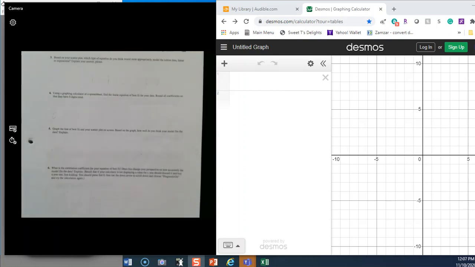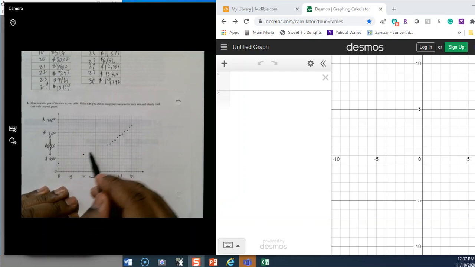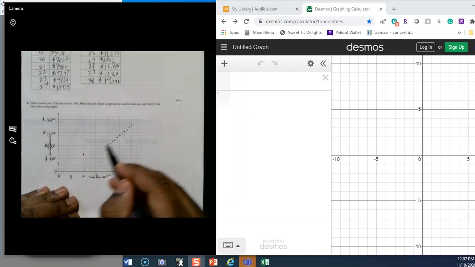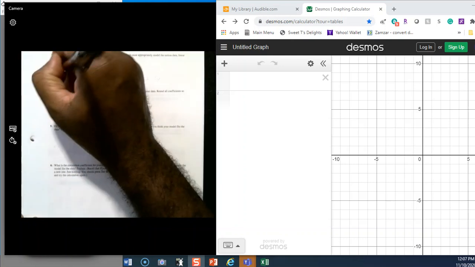Now we come here to number 3. It says, based on your scatter plot, which type of equation do you think will most appropriately model the tuition data, linear or exponential? So to me, when I look here, this looks almost like it's forming a line. Or, you know what, no, actually it looks like it's more of a curve. So I probably would go with exponential.